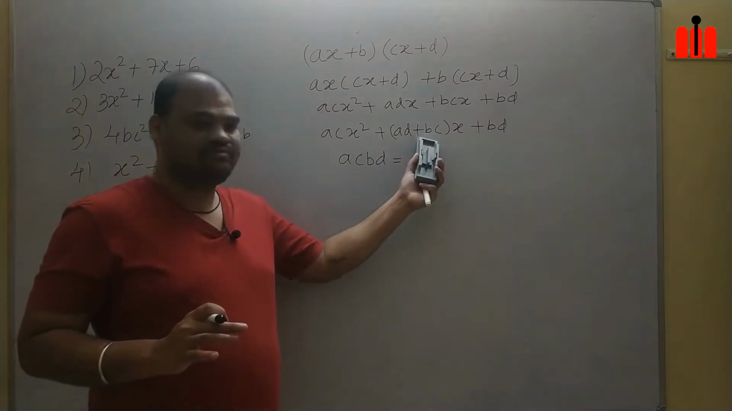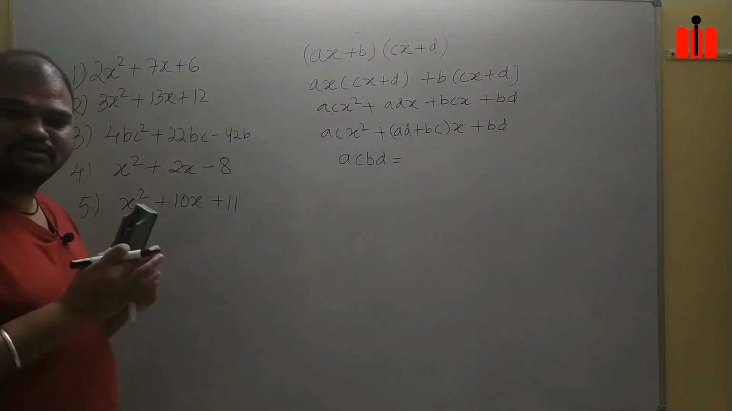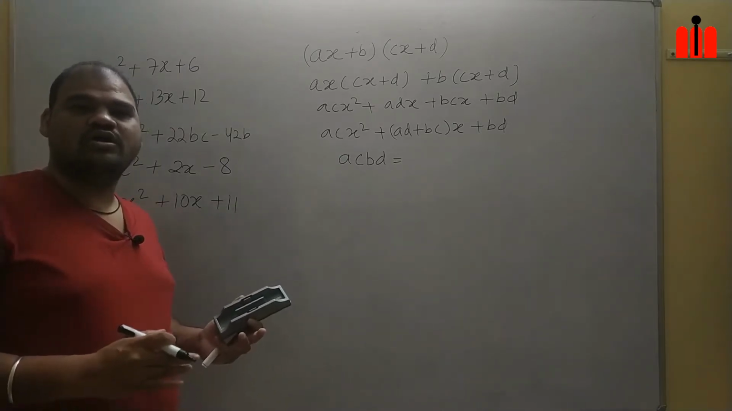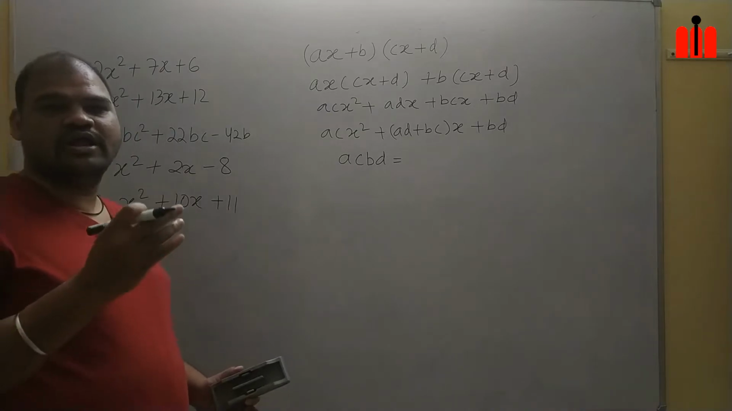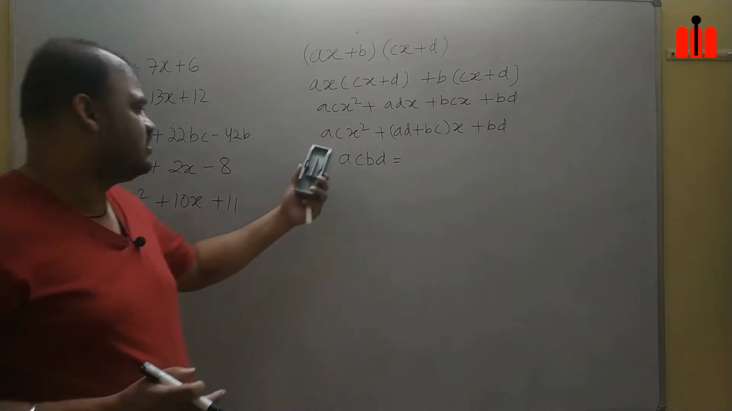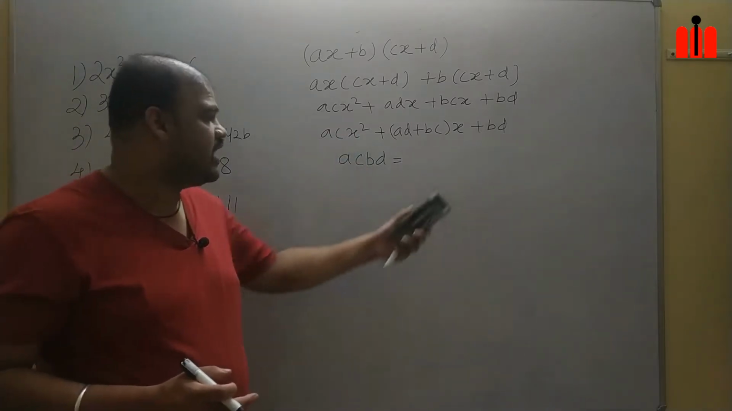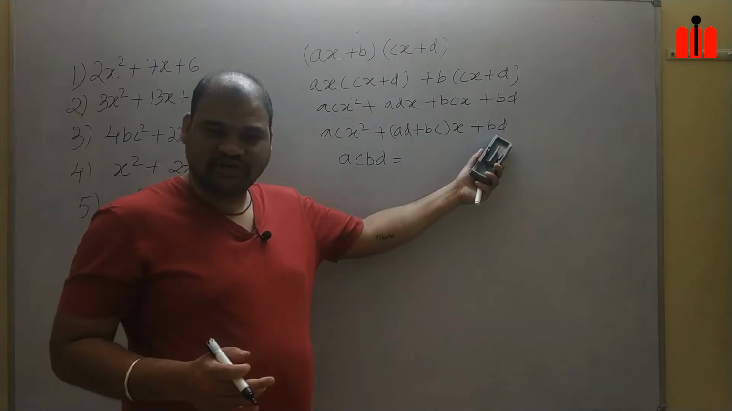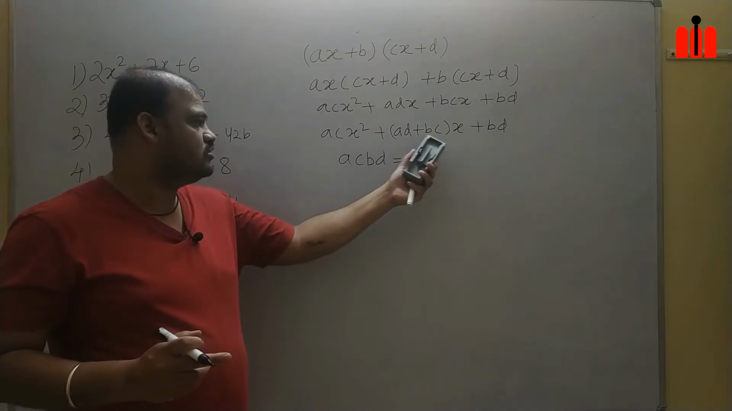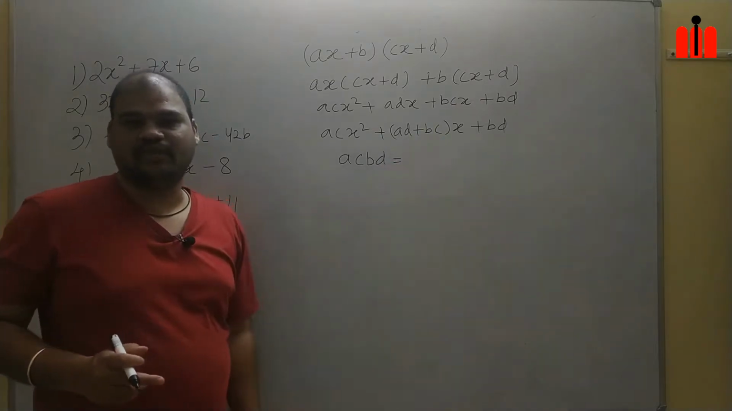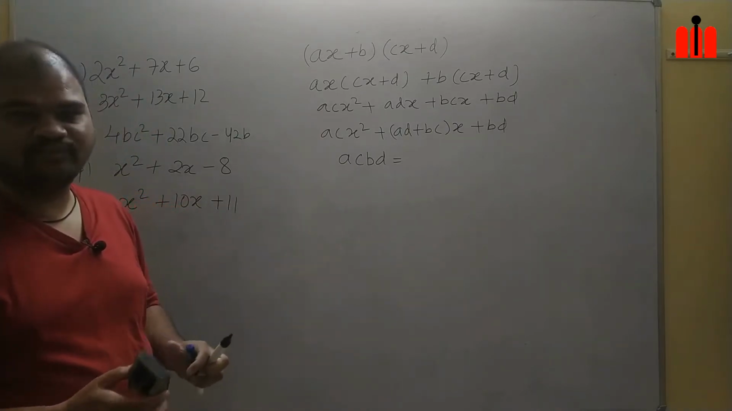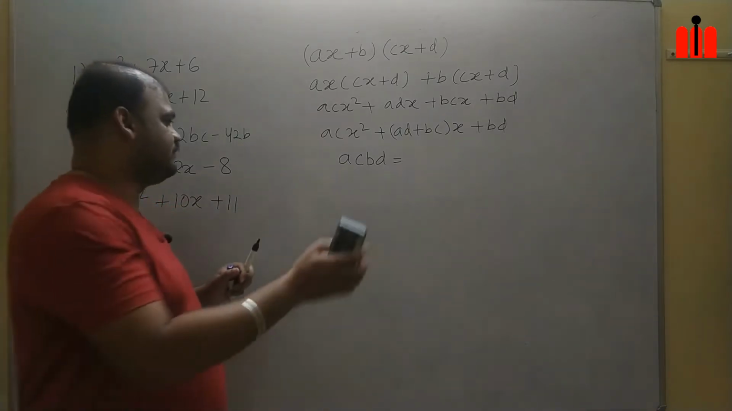That means any middle term can be split. Here 7x can be split into two numbers. 7 can be split as 1 plus 6, or 9 minus 2, or 5 plus 2, or any numbers, such that the product of the x square coefficient and the constant term equals the product of the split middle term. So we have to use that logic to do the splitting of the middle term. Now let us see how we can do that.